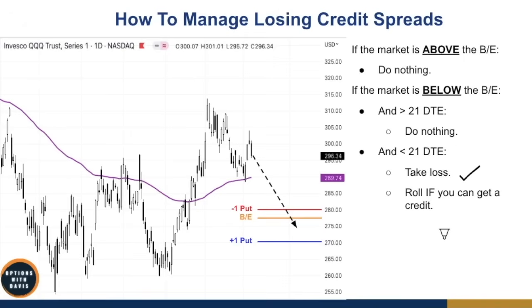Now, the other thing is that if you don't want to take a loss and you still have a bullish view, right, you still think the market can possibly rebound, then you can roll it, if you can get a credit. Now, rolling credit spreads is very different from rolling just a naked short option. Let's say, for example, a naked short put. If you roll a short put, chances are that you can always roll for a credit.